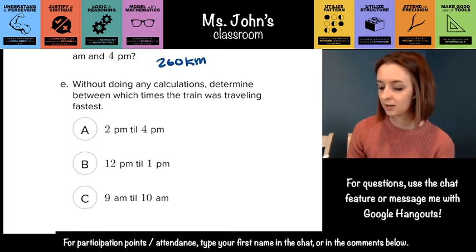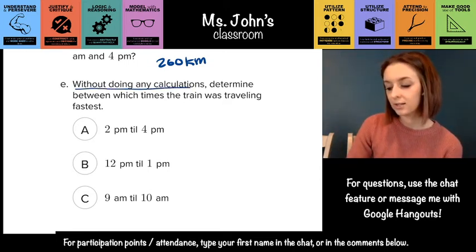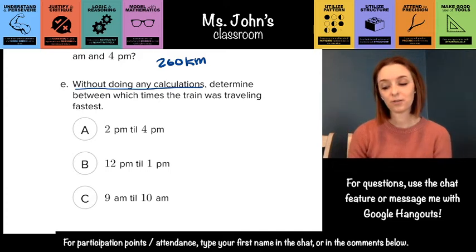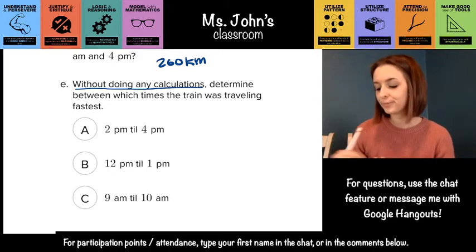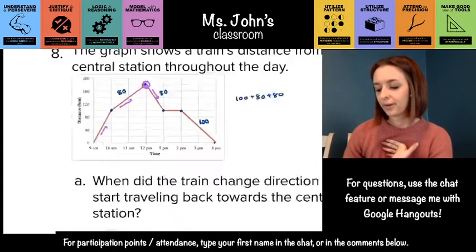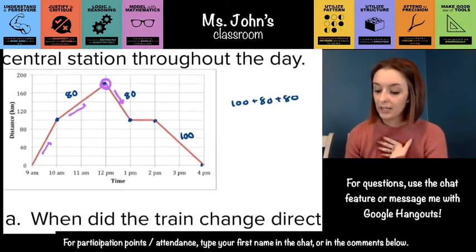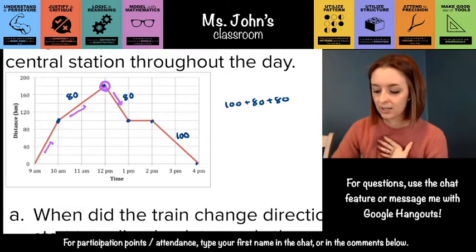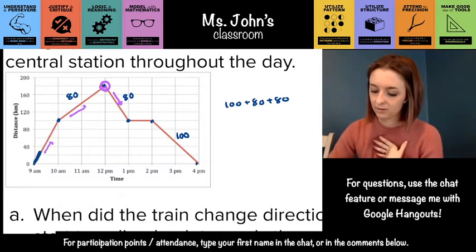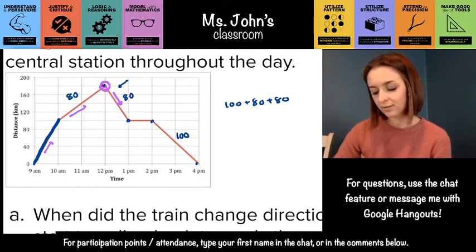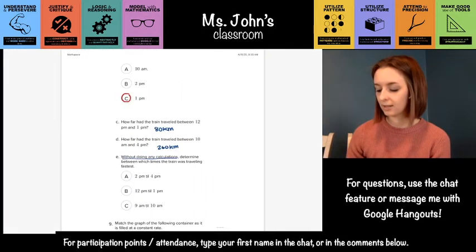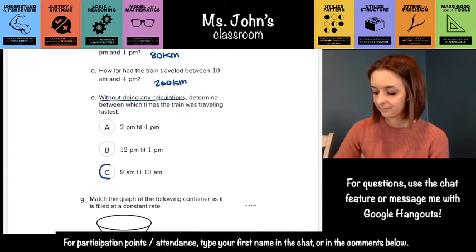Without doing any calculations, determine between which times the train was traveling fastest. So when it says this, without doing any calculations, we don't actually ever need to do calculations for how fast, because when we're looking at a graph, the fastest is going to be the steepest slope. So we're looking for the steepest slope on our graph, which to me looks like this first bit. That's way steep. This is the only close contender, and they didn't go as far in that hour. So that first from 9 to 10 should be the fastest. There you go.